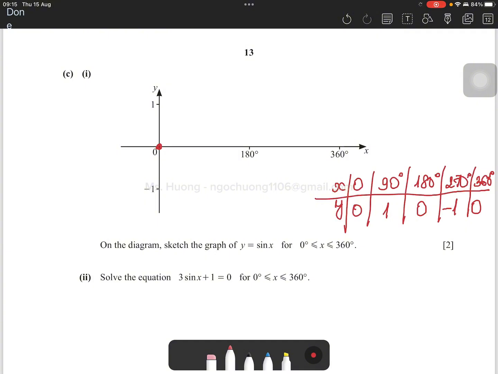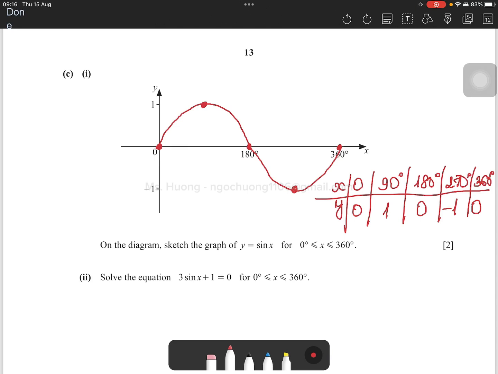So we'll plot the points 0, 0; 90, 1; 180, 0; 270, negative 1; and 360, 0. And now we'll join these points together. So this is the graph of y equals sin x.